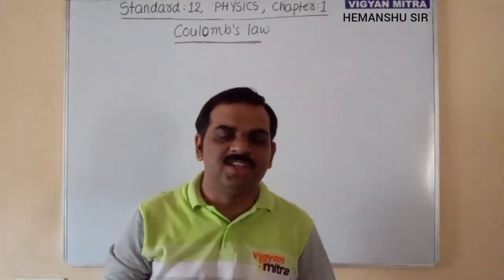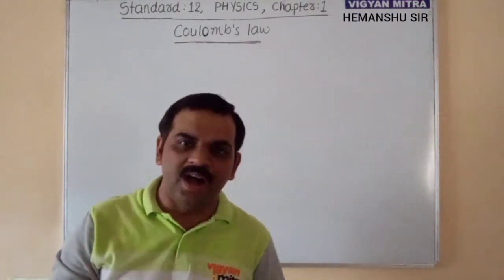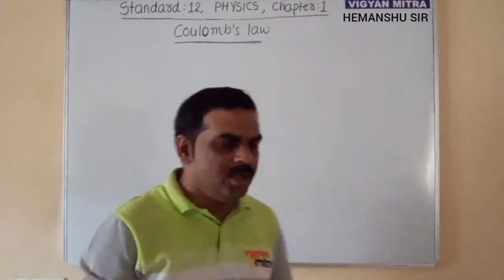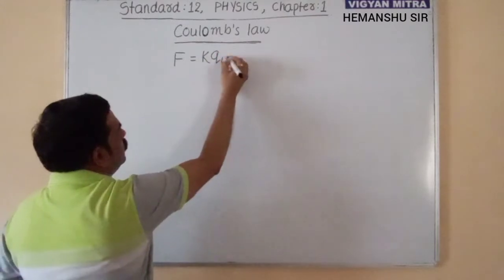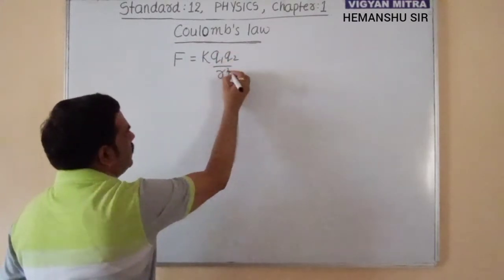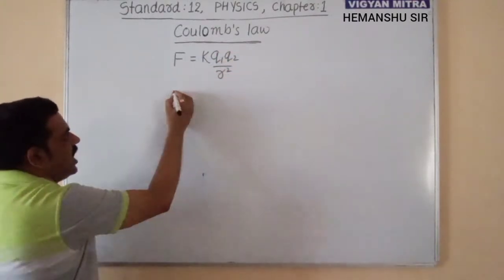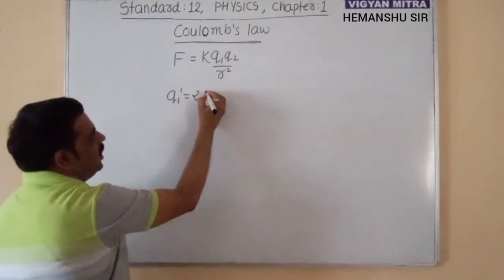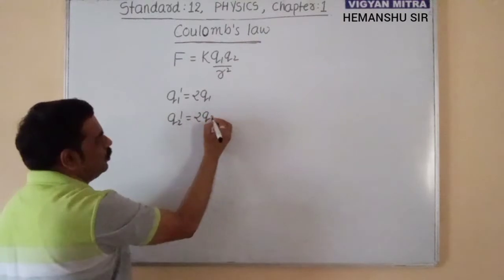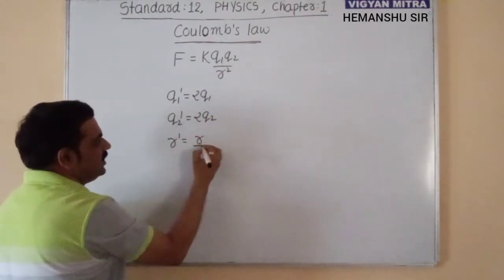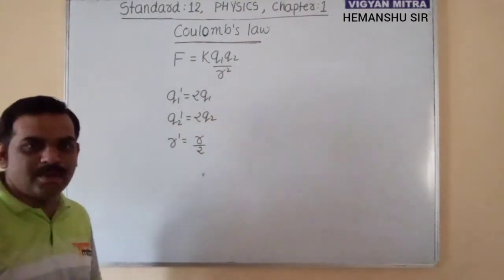Force between two point charges is F. If these charges are doubled and the distance is half, what will be the new force? Here F is equal to K Q1 Q2 divided by R square. Now the two charges are doubled. That means Q1 dash is equal to 2Q1, Q2 dash is equal to 2Q2 and distance is half. That means R dash is equal to R by 2.